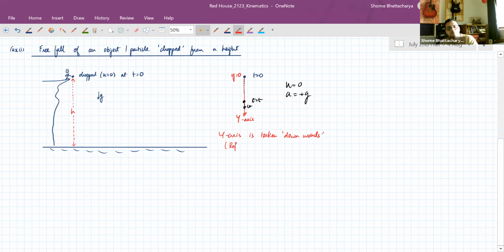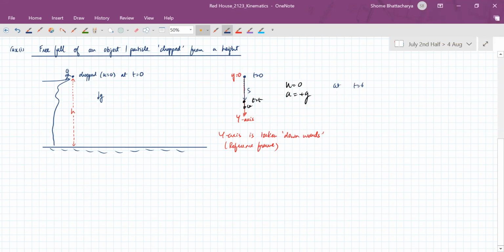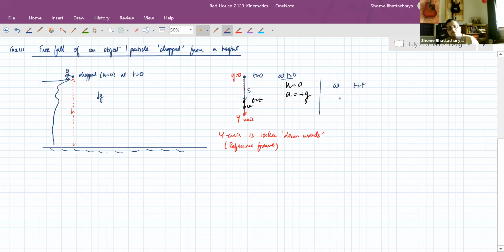That is our reference frame. In a one-dimensional motion, the reference frame is a single axis. Okay. So from this information, we can see that if it's made a displacement of s during this time, this was at t equal to 0. Now at time t, its velocity will become gt and its displacement will become half gt square. So its velocity is varying with respect to time while it is in free fall, according to this kind of relation.